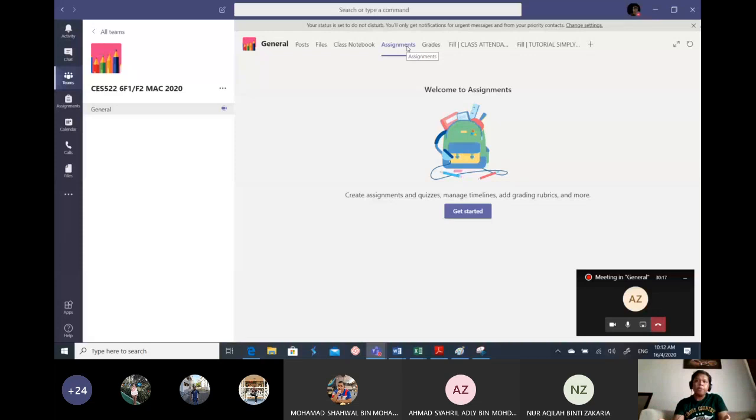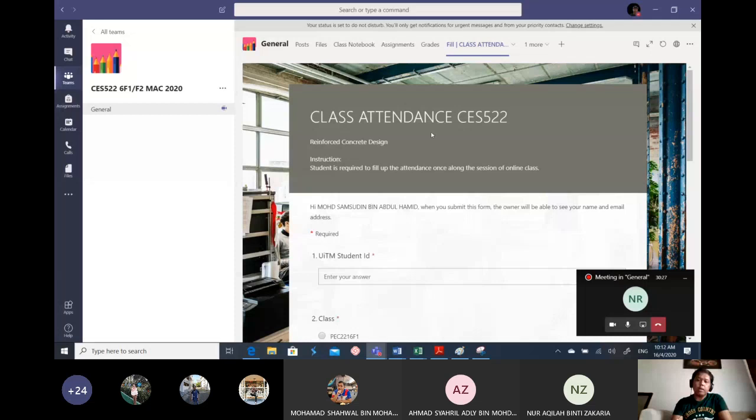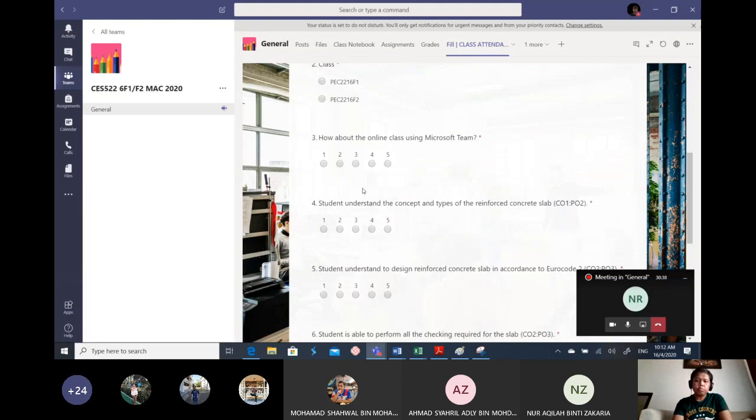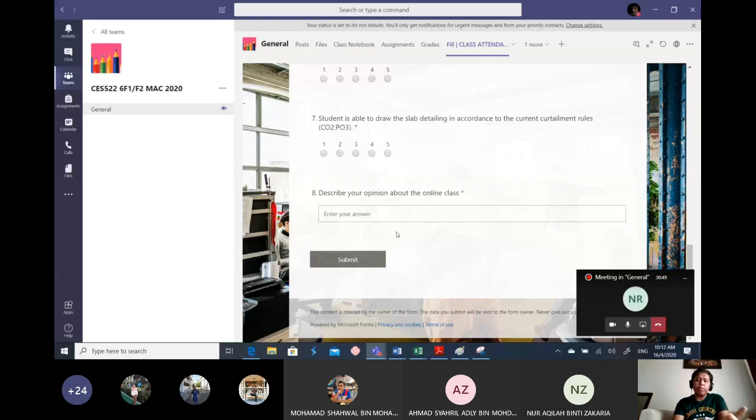Okay, each of you is required also to fill up this attendance. Okay, you buka dekat sini. Each of you have to complete this attendance along the class, sekali sahaja isilah. You just fill up your student ID number, kelas mana, and then jawab di soalan lah. Kalau boleh saya nak kamu jawab after end of the class.